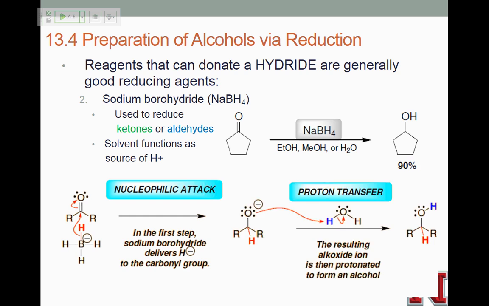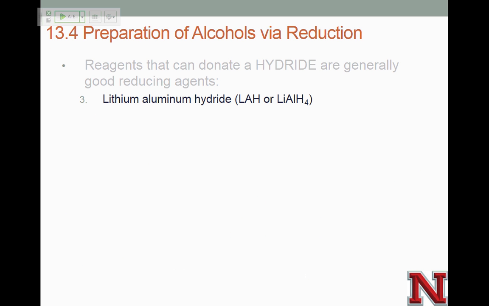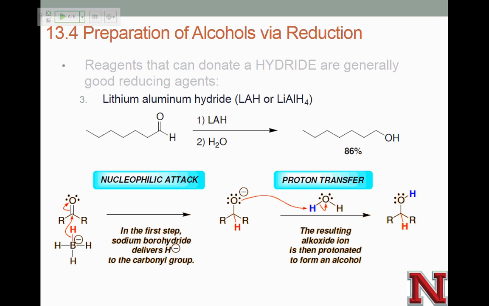The other reducing agent we're going to talk about is lithium aluminum hydride. Now, this is a much stronger source of H negative because here our hydrogen's bound to a metal, aluminum. So aluminum is much more electropositive. You'll sometimes see this as LAH, lithium aluminum hydride, or LiAlH4, which is the actual ionic molecule that forms. And it's the same mechanism. The H negative attacks, and the proton source is added.